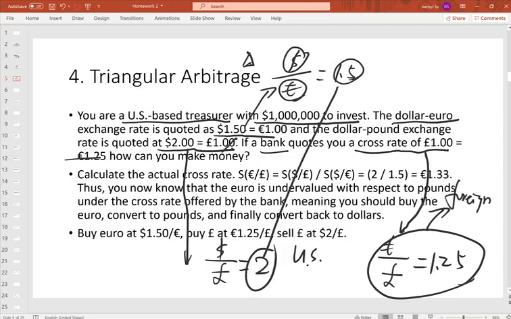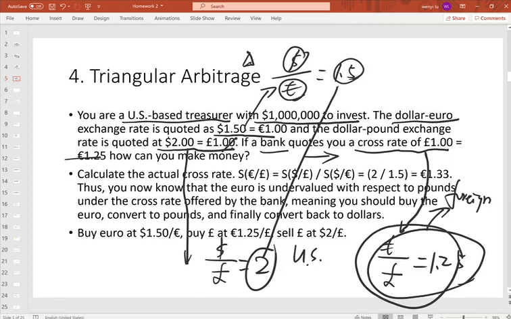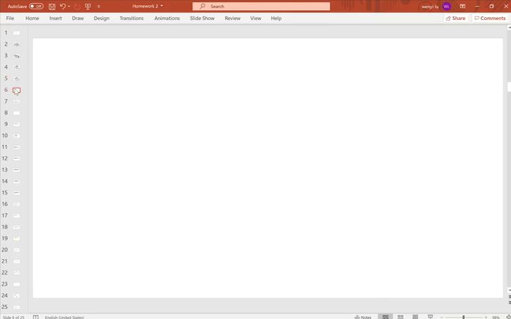So what's our step to solve the triangular arbitrage, right? We already did this one in class. The first step, we must solve a cross rate using our US quotes, to compare with this rate, to see which currency in the US is underpriced. The other one should be overpriced, right? So let's see the detail for these questions.